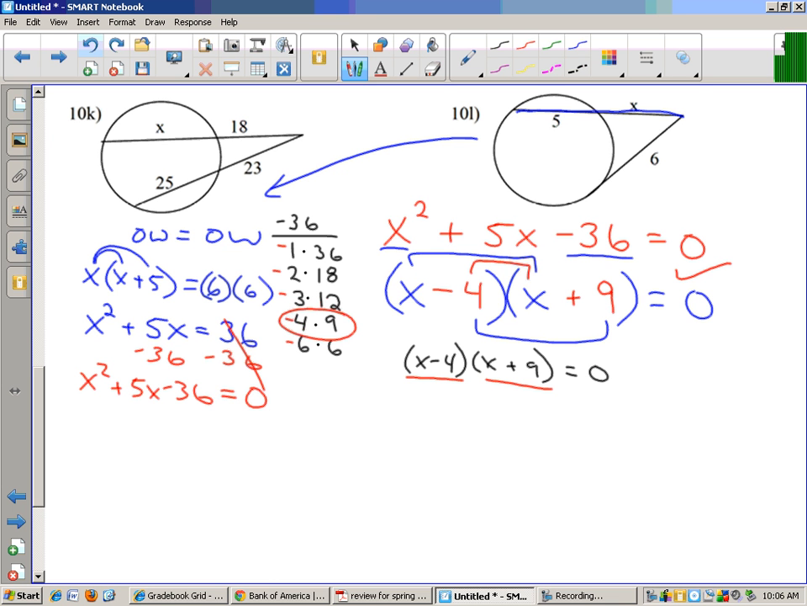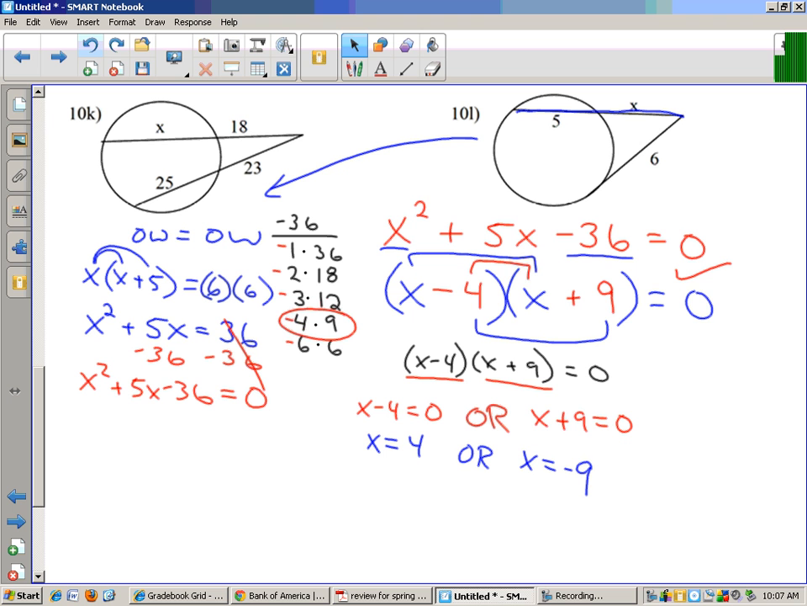So since that's true, I'm going to separate them and put the word OR between them and say, look, either x minus 4 is equal to 0 or x plus 9 is equal to 0. That's the only two possibilities where you could get 0 for that answer. So now I can solve these. Add 4 to both sides, and I'm going to get x equals 4 or x equals negative 9.